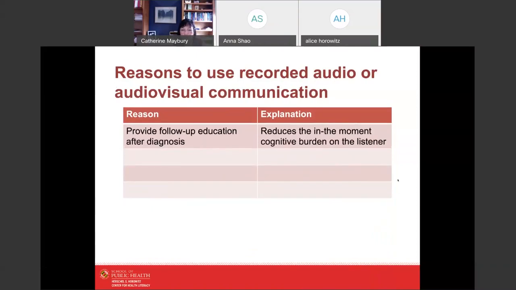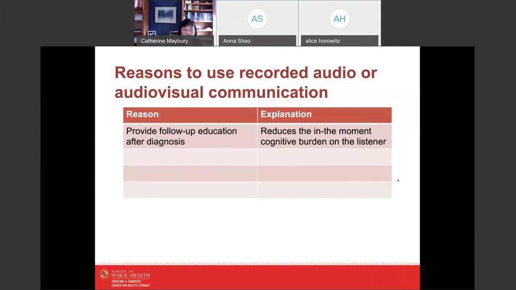So besides face-to-face communications, we can use recorded audio or video to verbally communicate. So we can provide follow-up education after diagnosis. So when a person is newly diagnosed with a chronic disease, a health condition such as diabetes, they're often overwhelmed with learning they have a health condition that won't go away. And they receive a lot of information and they're told they need to take many actions to manage their disease. It's simply hard to remember all this information and all the things they need to do.